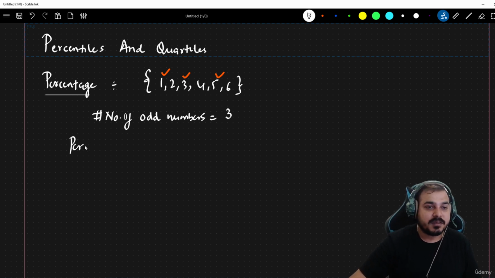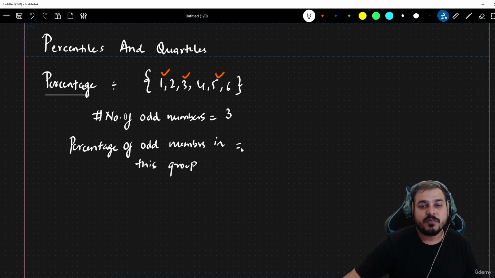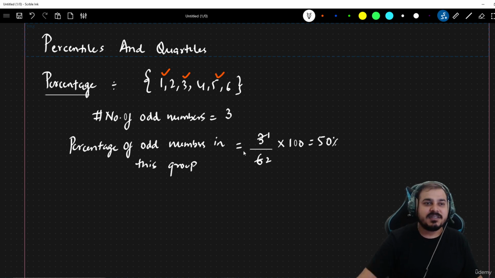Suppose if I say what is the percentage of odd numbers in this group? Then what you do? You basically find out how many odd numbers are there. Fine, I have 3 odd numbers divided by the total number of numbers that are present in this group. So 1, 2, 3, 4, 5, 6. So 6 numbers are actually present in this group, multiplied by 100. So if you try to divide this, here I'm actually going to get 50%, right? So this is how you basically calculate simple percentages, right?